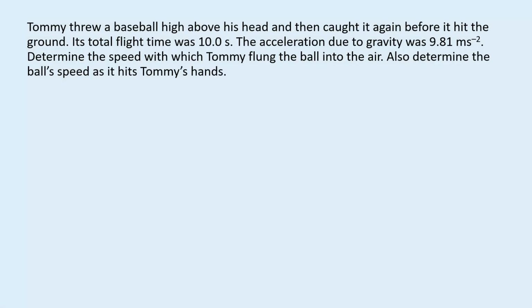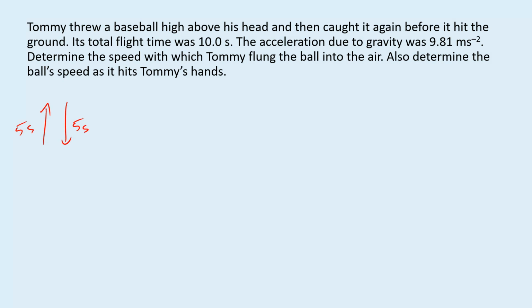Tommy threw a baseball high above his head, and then he caught it. Yep, good on you, Tommy. Total flight time, 10 seconds, okay, grand. Acceleration due to gravity, so just standard gravity on Earth. Now, we need to find out the speed that Tommy flung the ball into the air and the speed that it hit his hands again. We're going to make an assumption for this one. The assumption is that the height above ground that Tommy released the ball from his hands is exactly the same as the height that he caught the ball. By making this assumption, we can divvy up the total flight time: 5 seconds going up, 5 seconds coming down.